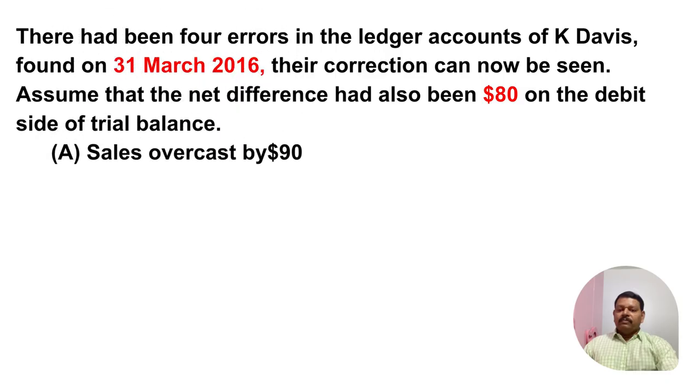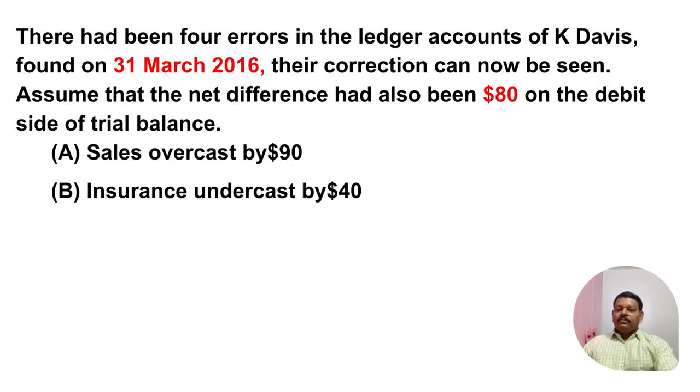The first error, sales overcast by 90. This error we have to correct. Debit sales and credit suspense. Why is sales debited? Because sales has a credit balance. If it is overcast, you have to write the opposite, in order to reduce from the sales account.